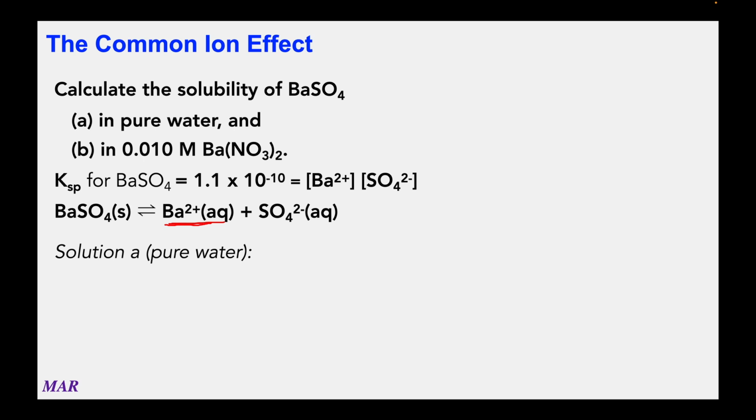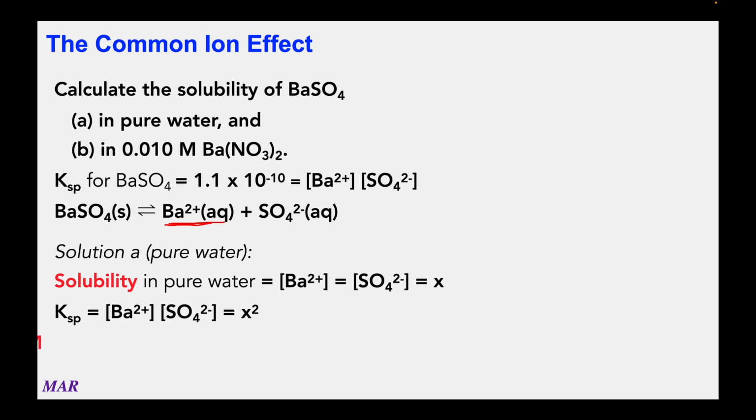So let's check this out. We're going to first look at A, which is just the pure water example. The solubility equals X, which equals both the barium ion concentration and the sulfate. So it's like KSP equals X times X or X squared. And if you want to solve for the solubility, which is what X is, square root of KSP, 1.0 times 10 to the minus 5.